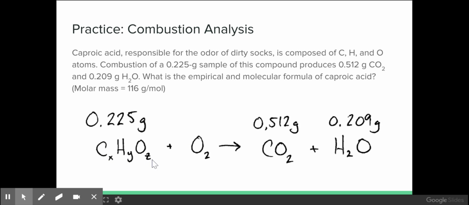The good thing is I only have three elements in this compound, so if I can find the number of grams of C and the number of grams of H, it should be pretty straightforward to find my number of grams of O. I'm going to give you about 5 minutes to work this out, and then from there we'll go over the solution with the empirical and the molecular formula.